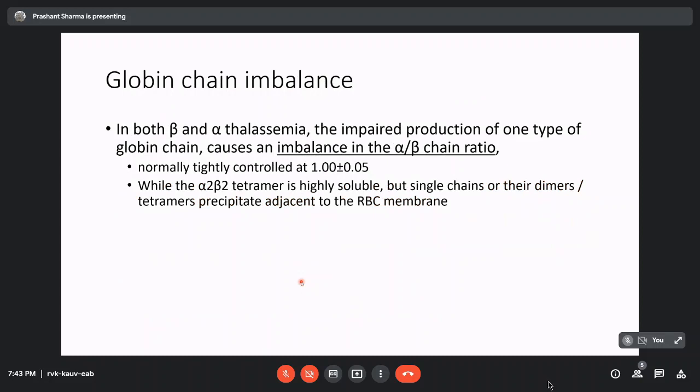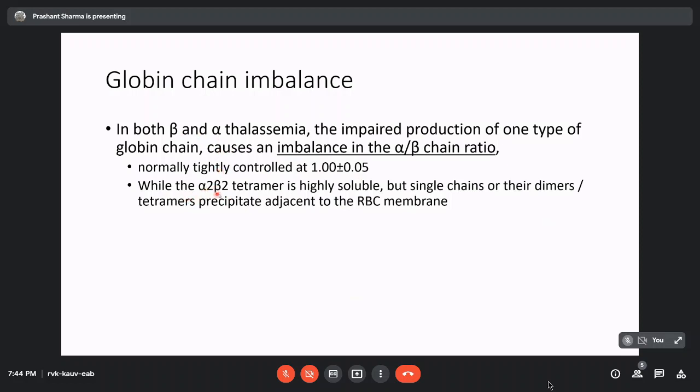Now, the primary event that happens in the symptomatic thalassemias is a globin chain imbalance. What happens in both beta and alpha thalassemia is that the impaired production of one type of globin chain is going to cause an imbalance in what is otherwise a very finely controlled alpha to beta chain ratio. This is normally kept at 1 plus or minus 0.05, but obviously if there's an underproduction, the opposite chain is going to increase in relative number.